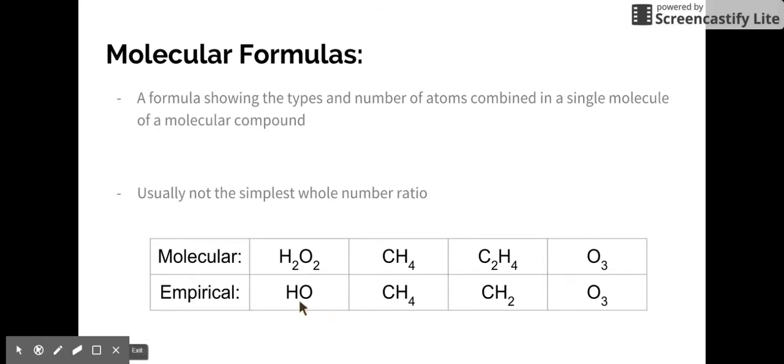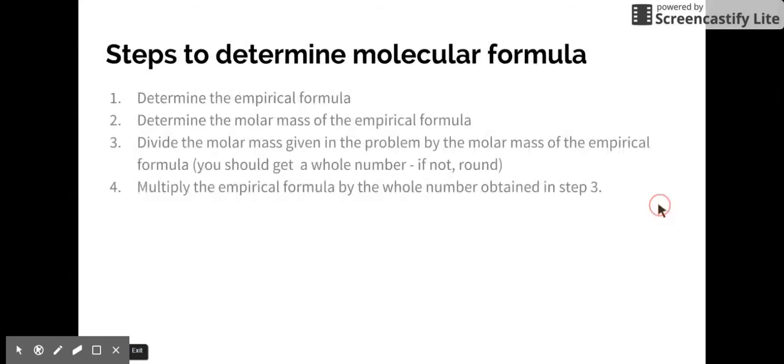So with empirical formulas, we can find the ratios of each atom experimentally, but that doesn't mean we know the actual molecular formula. So what we need to do is work kind of backwards from empirical formulas to figure out what the molecular formula actually is of the compound. And we're going to do that today. Here are the steps to determine the molecular formula. Step number 1 says you need to determine the empirical formula. So that's why we learned how to do that first. You can't know a molecular formula unless you first figure out the whole number ratios of the actual empirical formula.